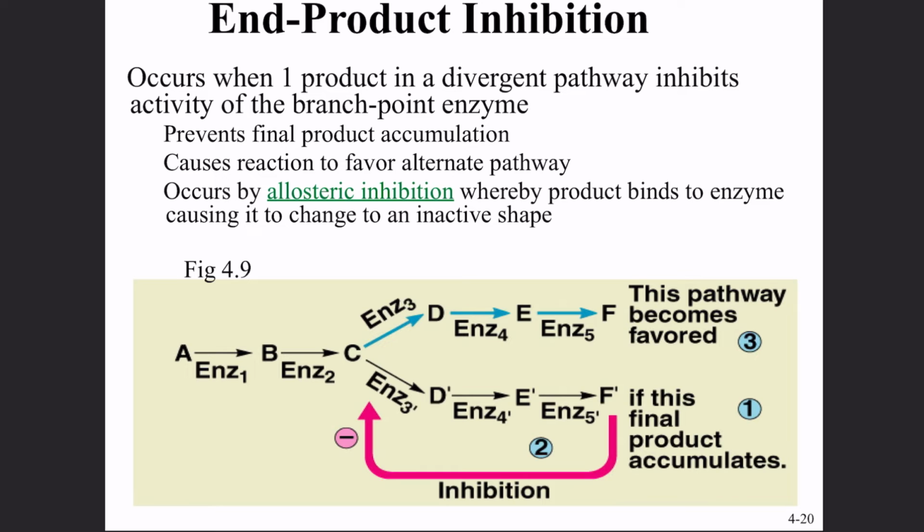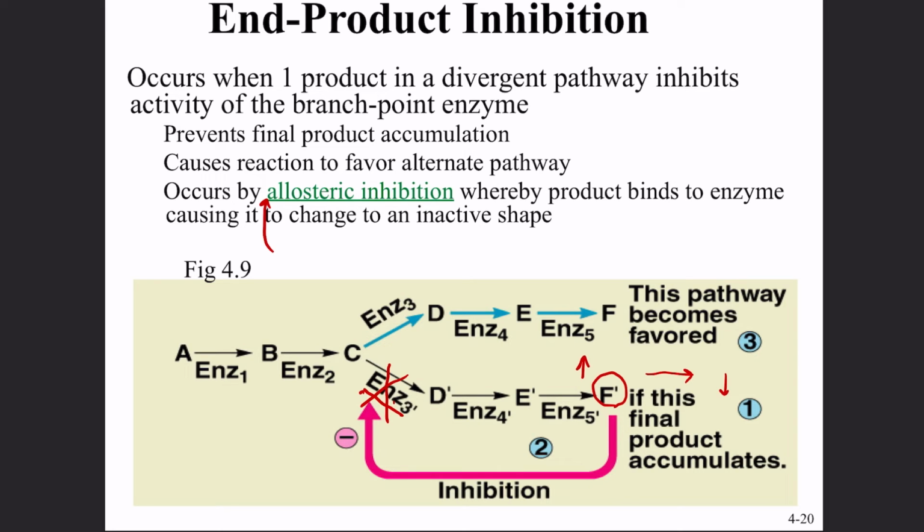And so say this bottom pathway here, the final product, this F prime, is actually going to come and bind to enzyme 3 prime, and it's going to cause a conformational change. That is an example of allosteric inhibition. When it binds to enzyme 3 prime, it causes a conformational change, and then enzyme 3 prime is non-functional. And what that does is it's going to decrease the rate of this F prime product, right? It's going to go from high to low.